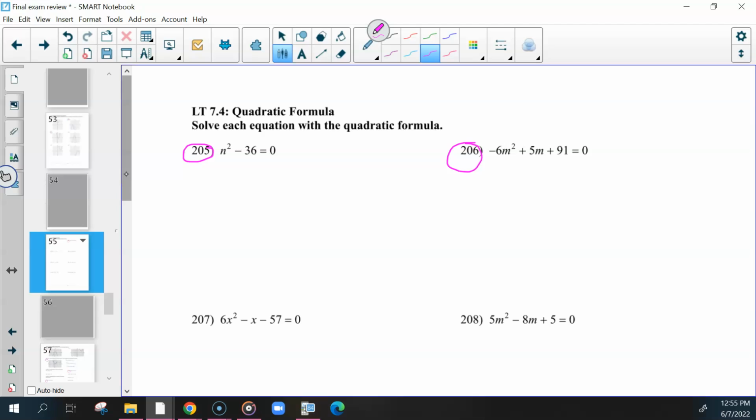This formula wasn't on your final exam review sheet, but it will be on the test. So this is not something you need to memorize, but just so you have it for now. X equals -b plus or minus the square root of b squared minus 4ac all over 2a. Write that down.